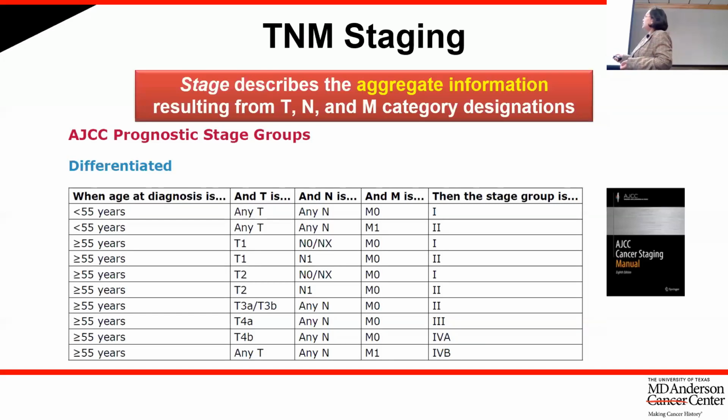Looking at the staging for thyroid cancer, this is a very commonly asked question. When I see new patients, they always want to know, what stage am I? Am I a stage 4? Am I going to die? Or is this something that I need to be worried about?